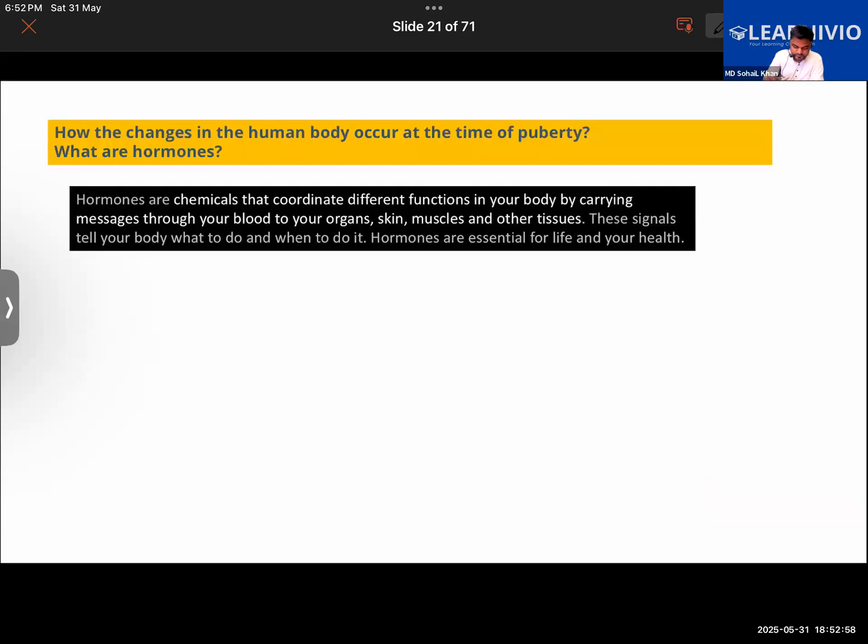Okay, that's the thing. Now, the question is how the changes in the human body occur at the time of puberty. All these changes that you have learned in this chapter, change in voice, change in the height, increase in the muscle mass, growth of the facial hairs, development of the sexual organs, all of these are actually related to some substances called hormones. Getting it now? Hanvi, read the paragraph from here till here. Read the one in the black.